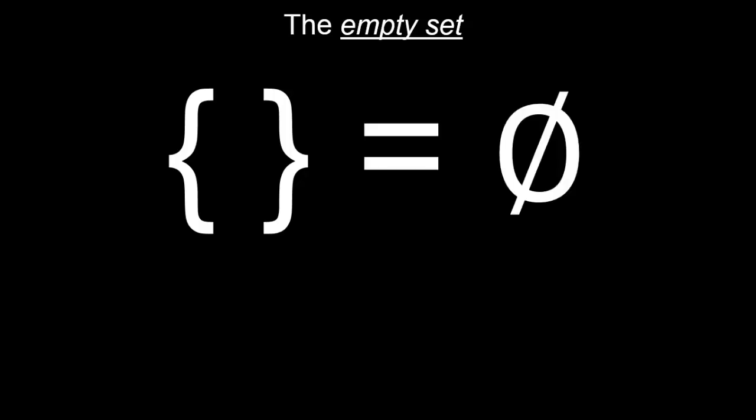So just like the set of real numbers or the set of integers, we actually have an alternative piece of notation to write down the empty set. This is given by this symbol over here. This is just an O with a slash.